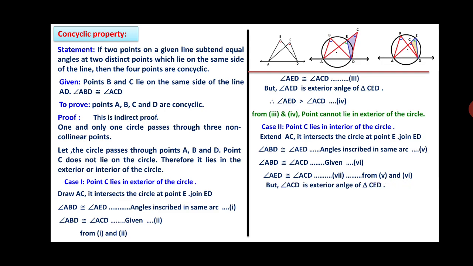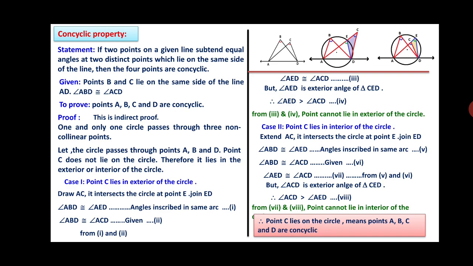But angle ACD is again here exterior angle of triangle CED, shaded triangle. Therefore, angle ACD must be greater than angle AED. 8th statement. Therefore, from statements 7 and 8, point C cannot lie in the interior of the circle. So, what is left is point C lies on the circle, meaning points A, B, C and D are concyclic. This is a little bit of indirect proof. Consider two cases. The third left is it should lie on the circle.